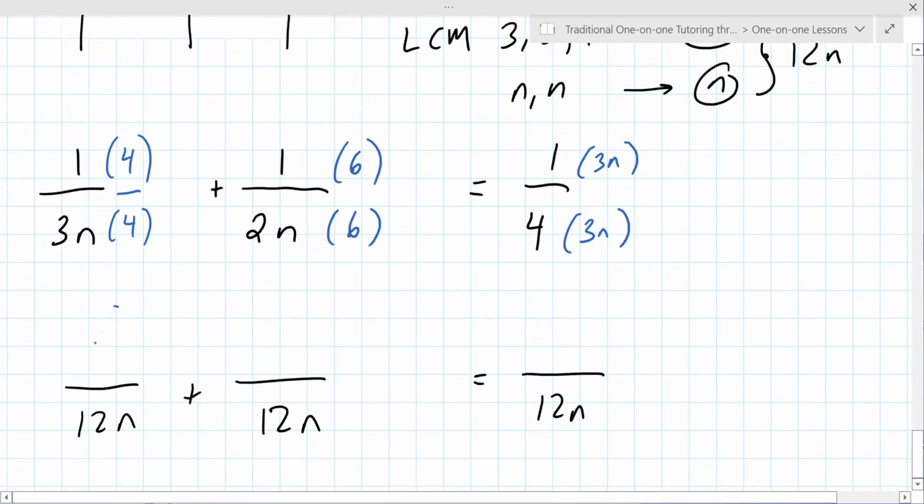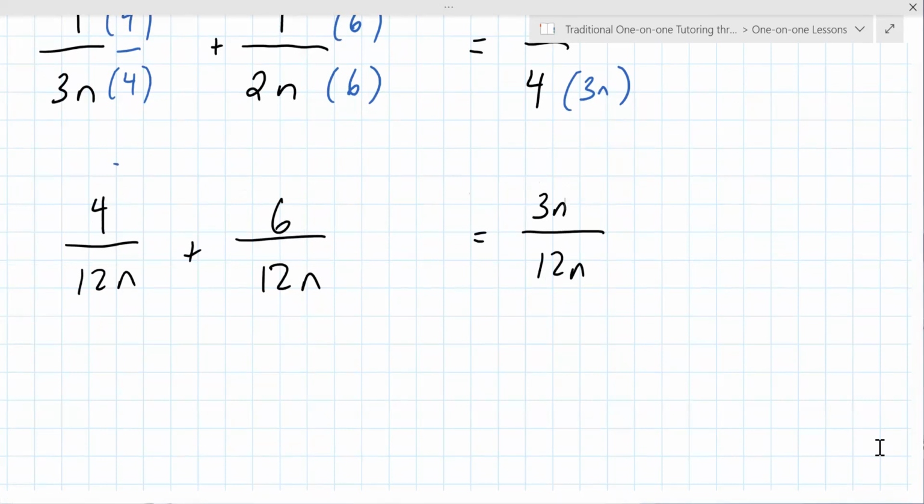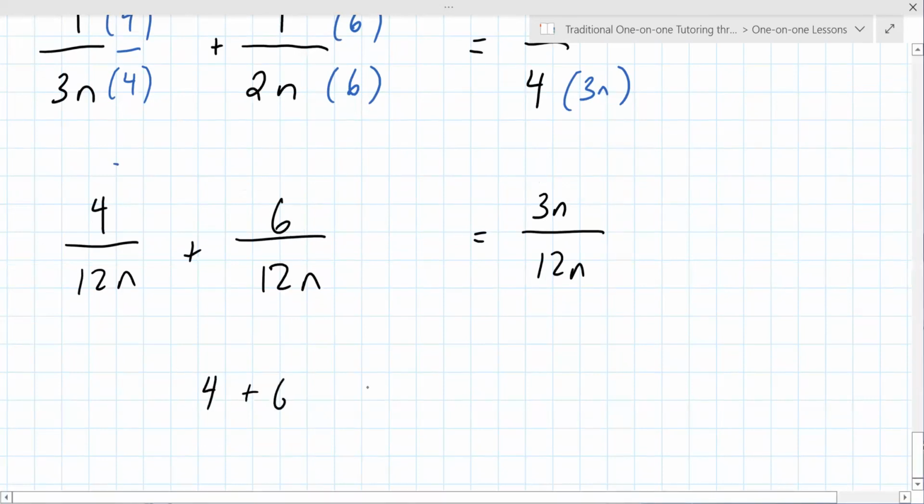Okay, so on the top, it's 1 times 4 is 4. The next term, 1 times 6 is 6. And then 3n times 1 is 3n. Now, that's very important here. For me, I'm okay with you just ignoring the bottom, basically just writing the top: 4 plus 6 equals 3n. There are a few instructors out there who would like you to take one more step.